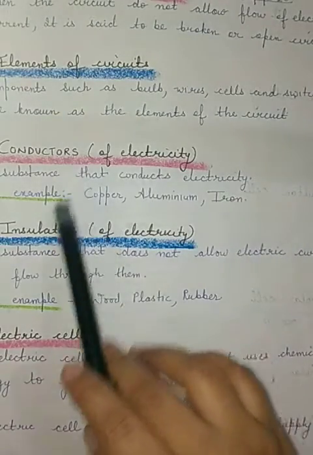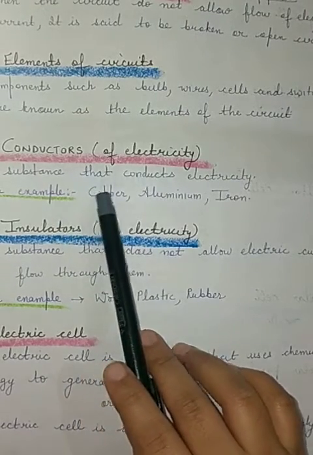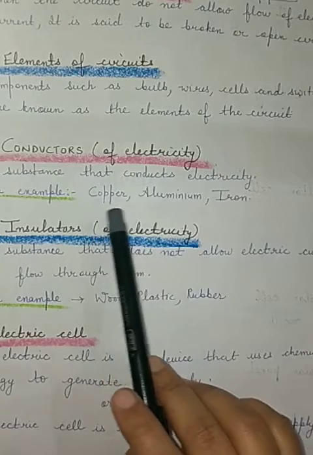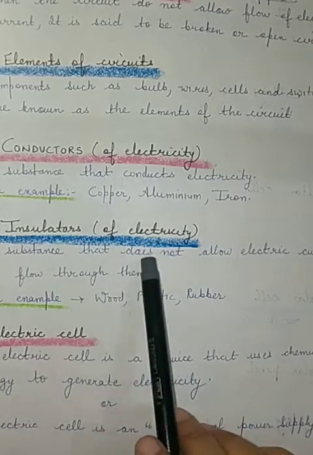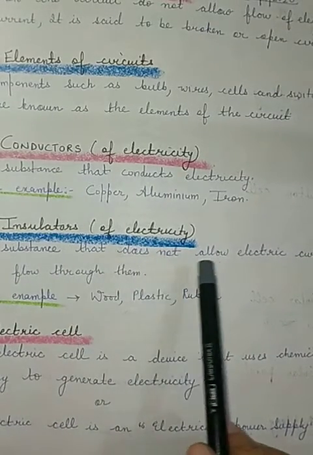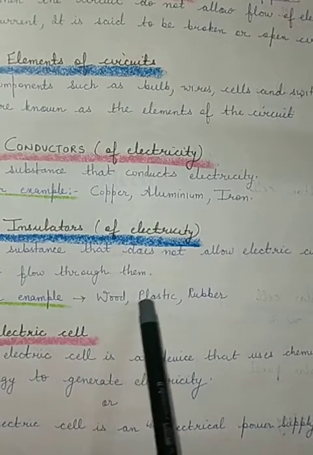Now conductors and insulators. What are conductors? Conductors are those substances through which electricity can pass. For example, copper, aluminium and iron. And insulators are the opposite of that. What are insulators? These are those substances that do not allow electric current to flow through them, like wood, plastic and rubber.